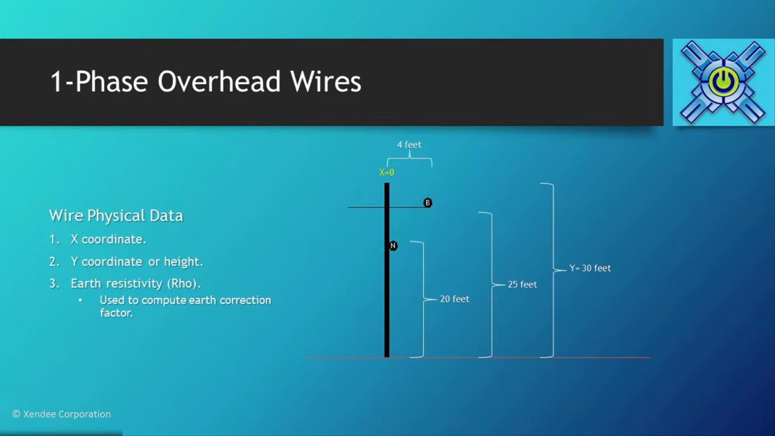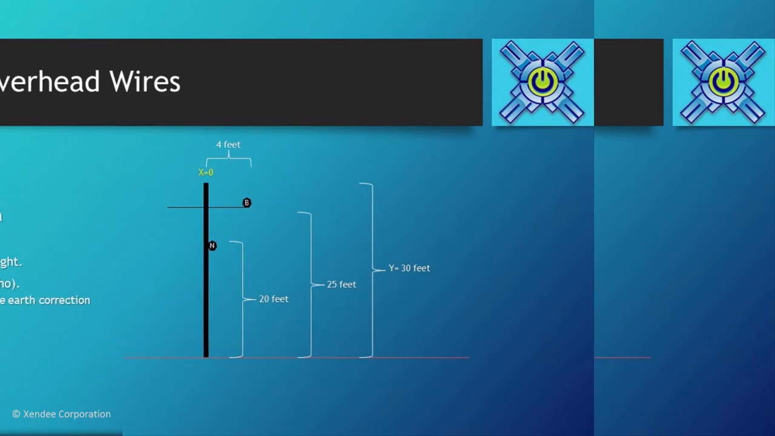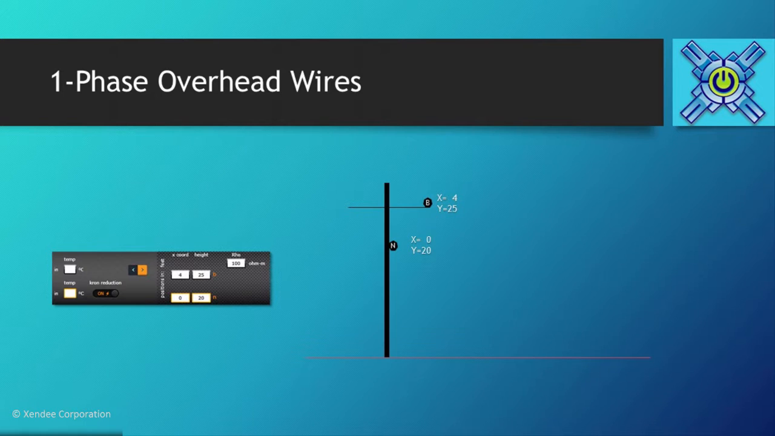The B phase wire is at x-coordinate 4 and at a height of 25 feet from the ground, while the neutral wire is at x-coordinate 0 but at a height of 20 feet from the ground. If you have a specific earth resistivity value, you can also enter it for earth correction factor computation.